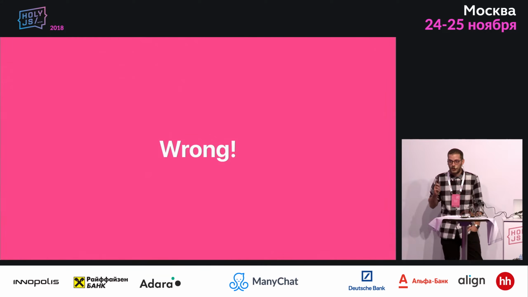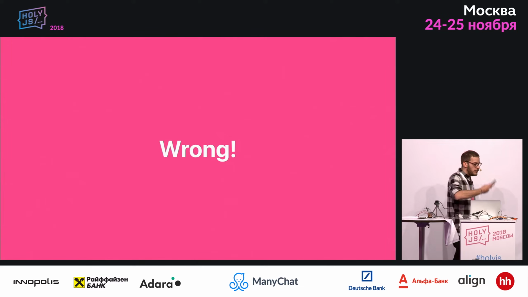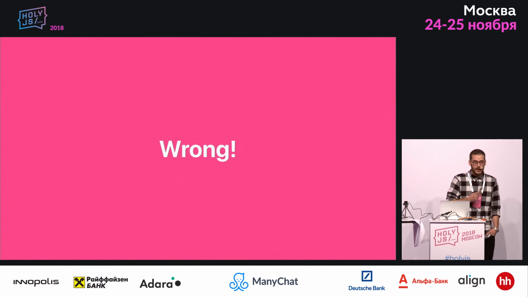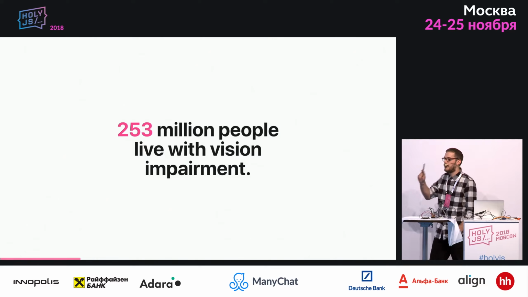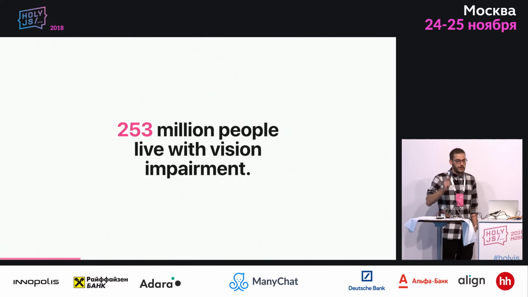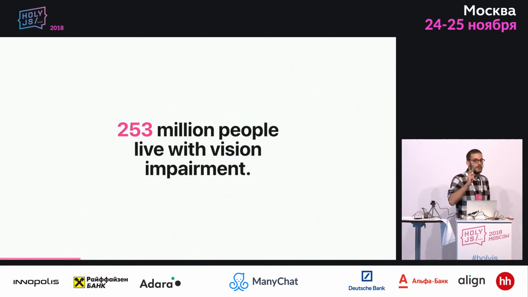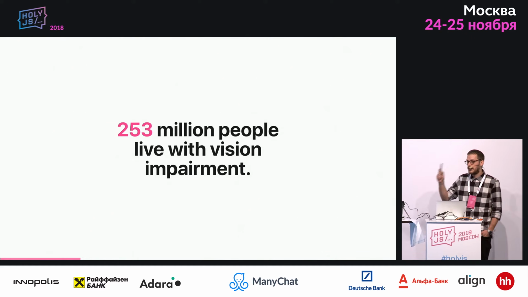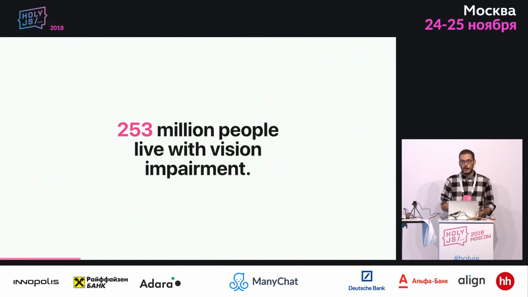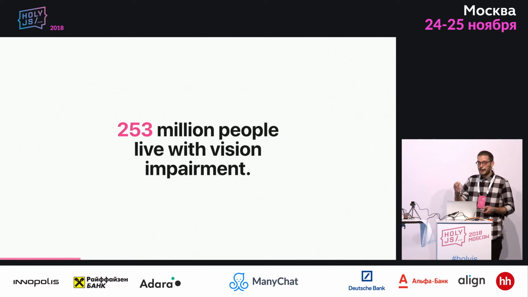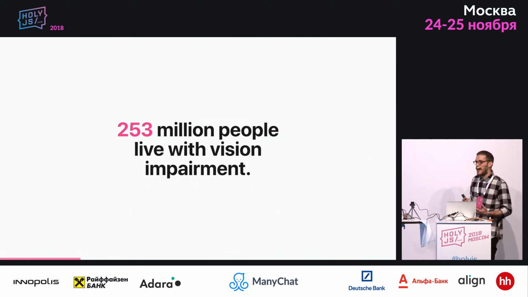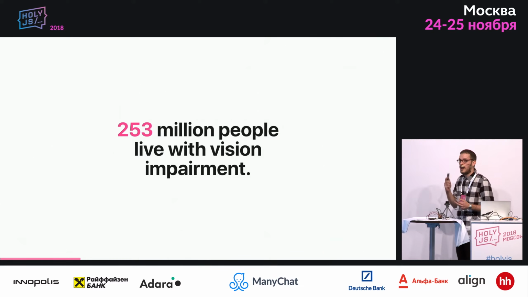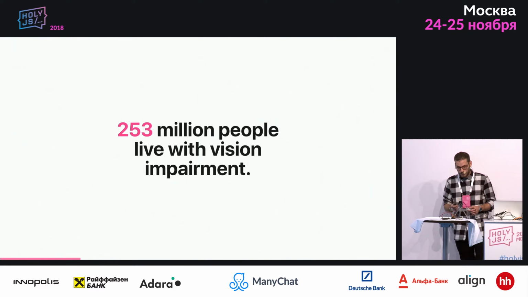Well, actually, wrong. You see, numbers and statistics are heartbreaking. As we speak, there are like 253 million people living with vision impairment around the globe. Most of them are suffering poverty or living within war zones. As a matter of fact, vision impairment is somehow connected with common diseases like diabetes or cataracts or common eye infections.